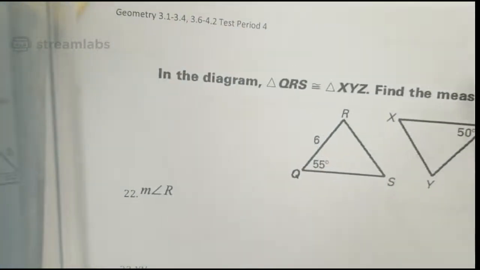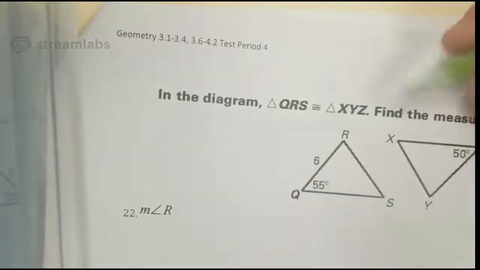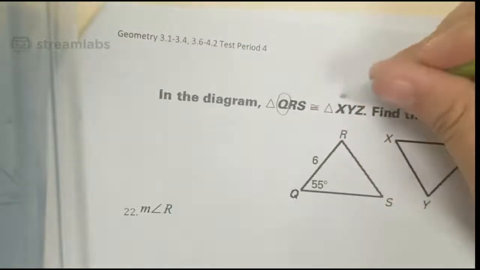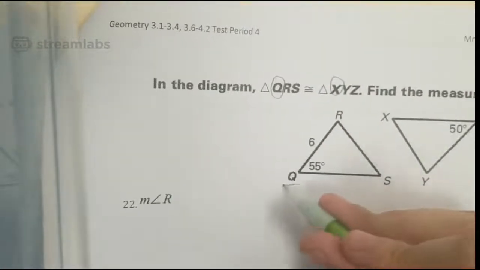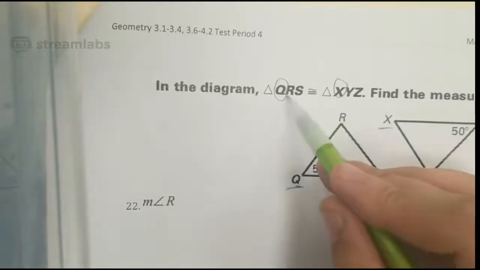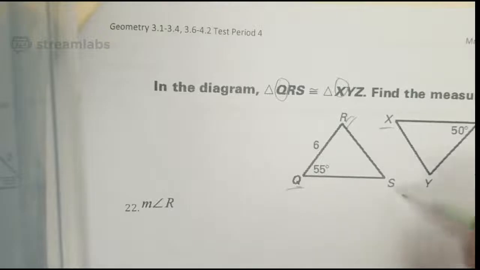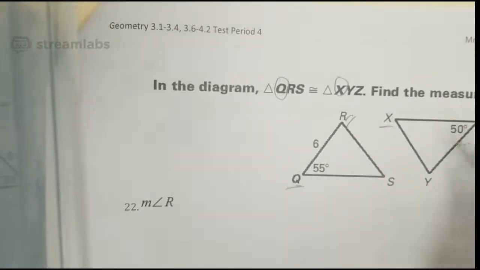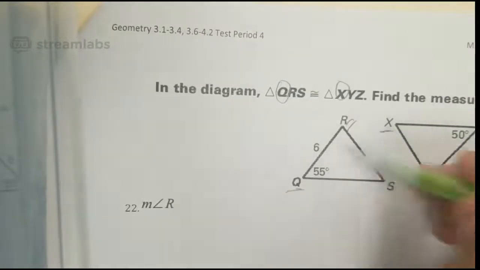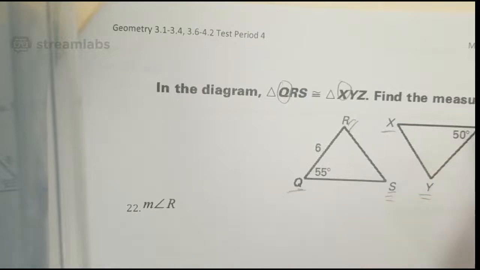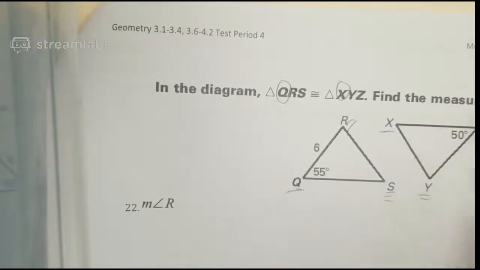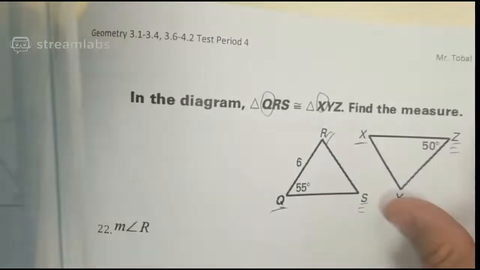Let's keep going. In this diagram, these two triangles are congruent. Notice that Q and X are in the same place, so Q matches with X. R, and I'll put a double underline, matches with Y. And S, triple underline, matches with Z, triple underline. Sorry, Z's a little cut off.